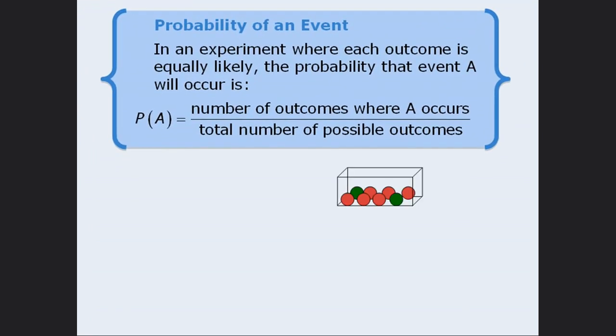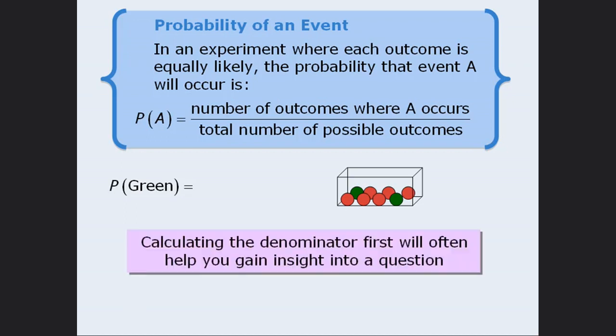Let's look at an example. Let's say we have a box containing 6 red balls and 2 green balls, and we randomly select one ball from the box. What is the probability that the selected ball is green? To answer this, we'll apply the probability formula. Now, when we apply this formula, it's a good practice to calculate the denominator first. Doing so will often help us gain some insight into the question. So we'll begin by determining the total number of possible outcomes. Since there are 8 balls in total, there are 8 equally likely outcomes when a ball is randomly selected.